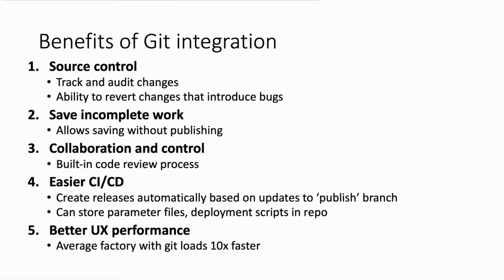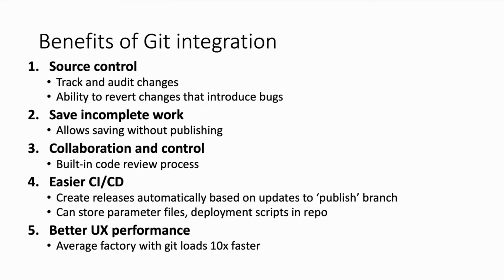You can save incomplete work, especially with complex pipelines. That's one advantage. The other advantage is collaboration and control when you're working in large teams. You can get easier CI/CD. You can create release processes based on your requirements. You can even get rid of the publish button click using automated publish. We have recently released a capability with automated publish. We have an npm package which can help you automate the whole deployment continuously, even in your dev environment, without having to click on the publish button.